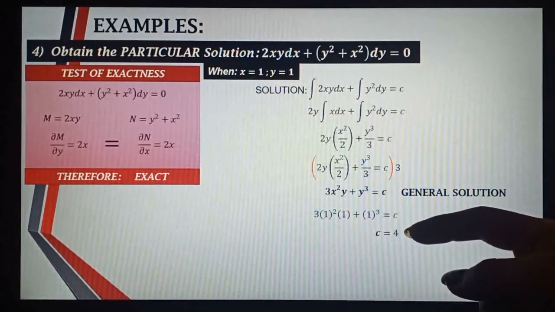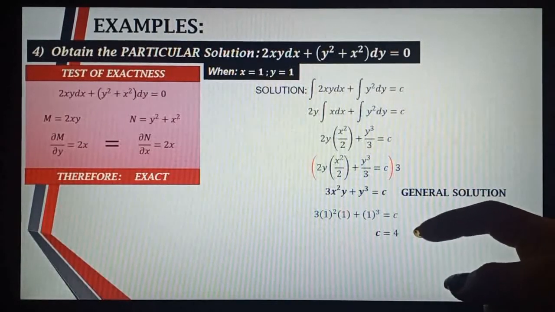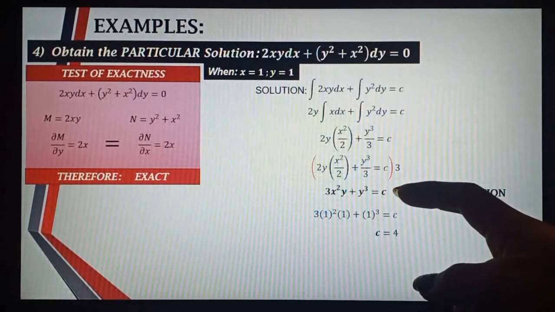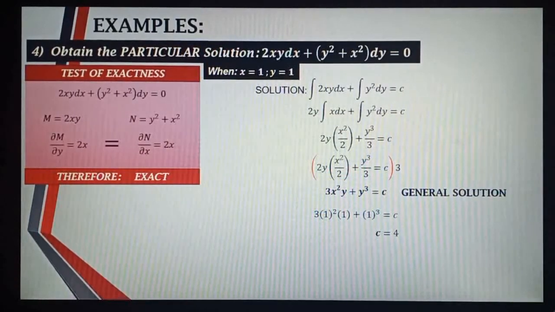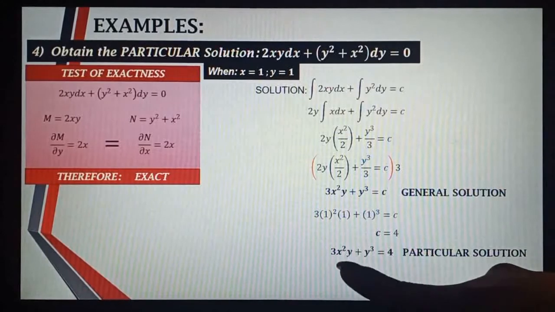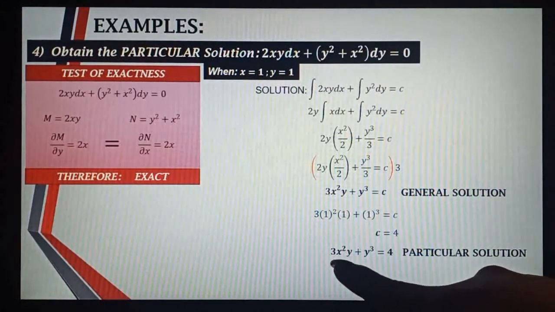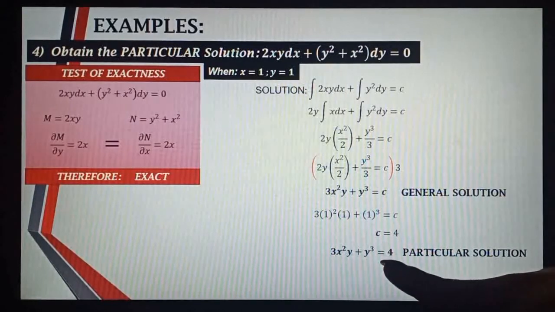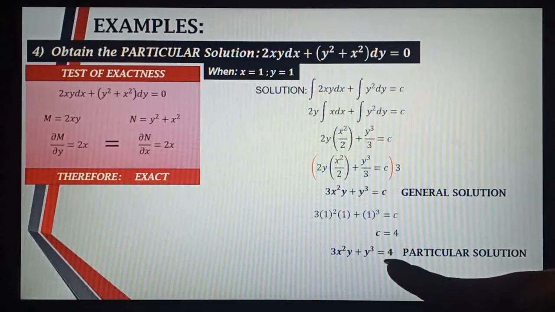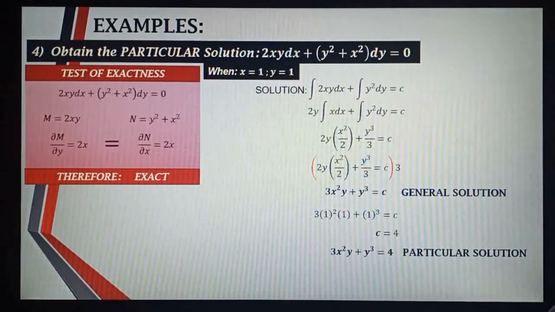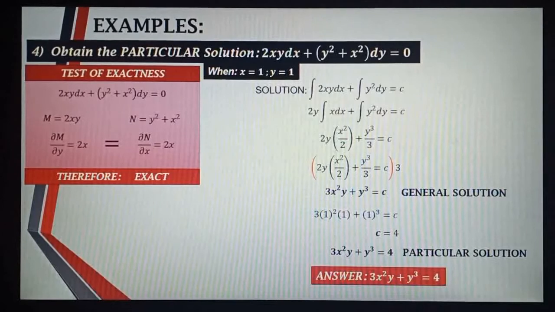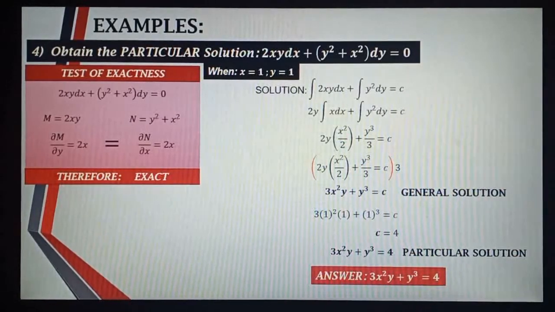Ngayon, yung nakuha nating value na 4, which is the arbitrary constant c, isa-substitute natin siya ngayon dun sa general solution to find your particular solution. So your particular solution, you have 3x squared y plus y cubed equated to 4. Since this is your particular solution, so this is considered to be your final answer. You have 3x squared y plus y cubed equals 4.